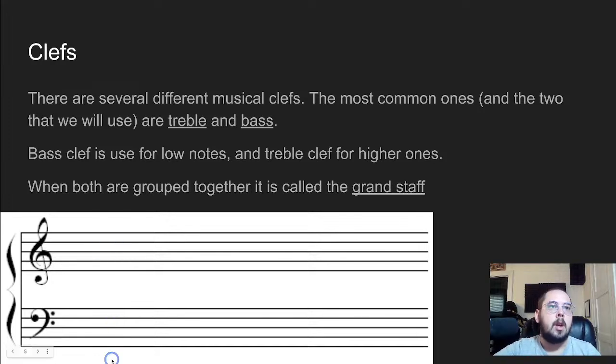Again, you can see on the staff, it is lower pitches, and as we move up, the pitches also get higher. When they're grouped together like this, it's called the grand staff. Piano music or music with a wide range of notes will sometimes be notated like this. And this is called the grand staff because it's got all the notes.